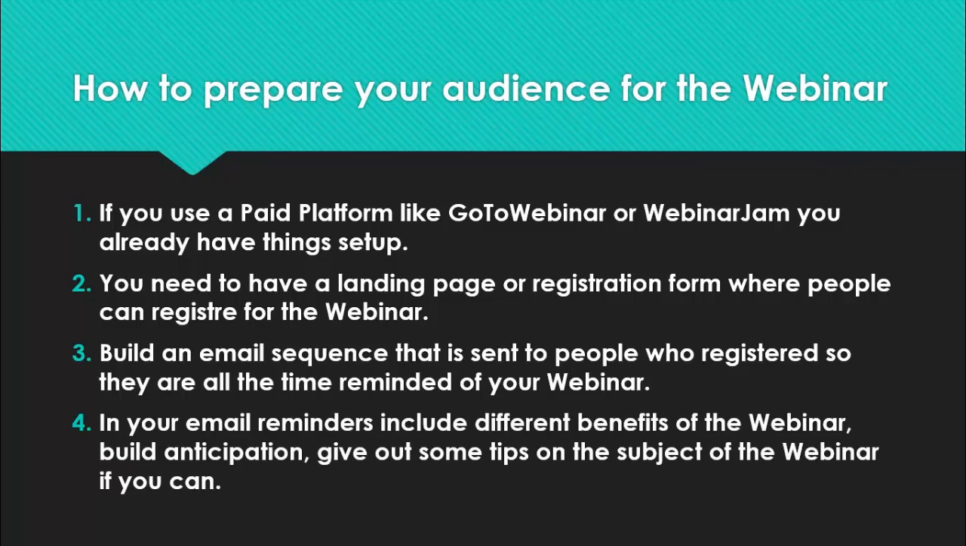Now, you need to set up a sequence of emails that you will send to these people that registered for your webinar. In this sequence, you need to include different benefits of the webinar. So you need to build anticipation for the webinar. You can give out some tips regarding the subject that you will approach in the webinar. This will not just remind them of the webinar and why they should participate, so they build anticipation, but it will also help you build credibility and authority just before starting the webinar, which is actually pretty cool.